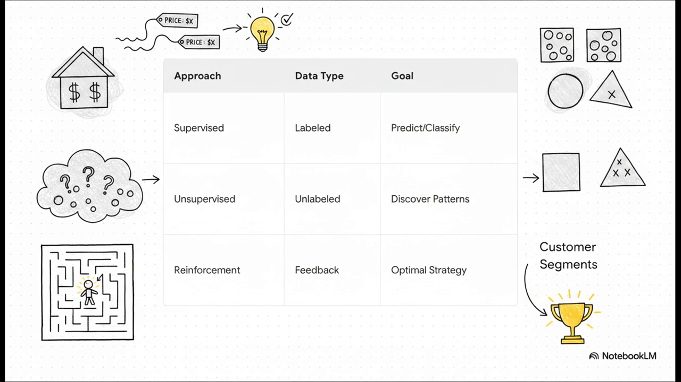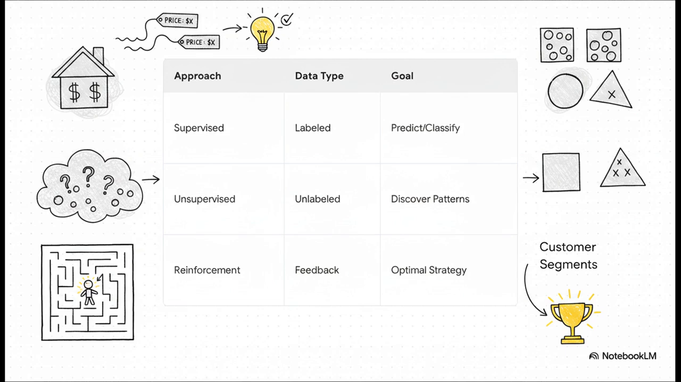First up, supervised learning. This relies entirely on labeled data. It's like teaching a model to predict housing prices by giving it a massive data set where every single house already has a price tag attached to it. Second is unsupervised learning. This method dives headfirst into completely unlabeled data to find hidden structures. Imagine analyzing millions of customer transactions to reveal natural hidden segments that you literally didn't even know existed.